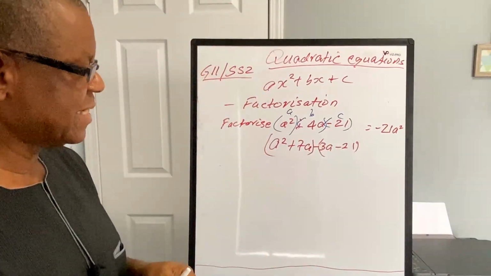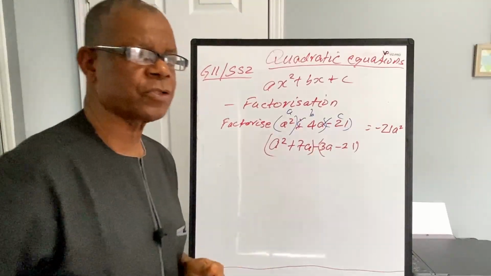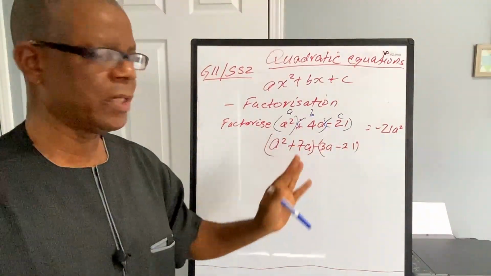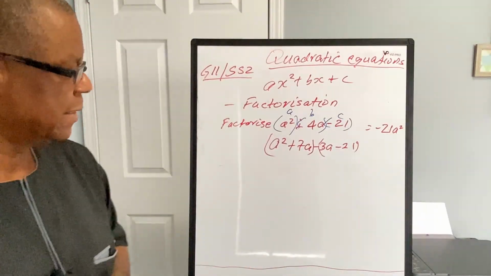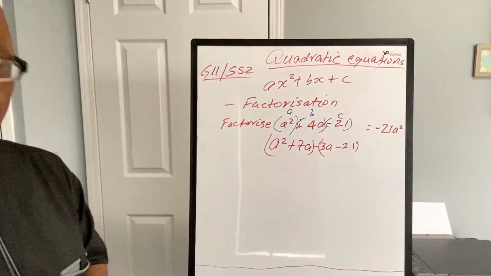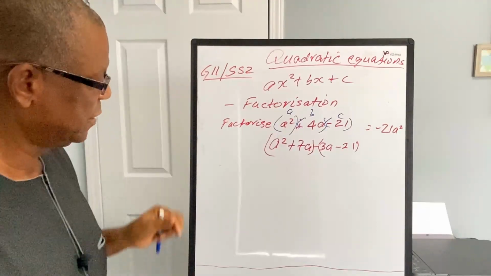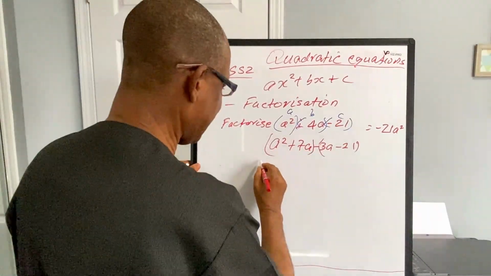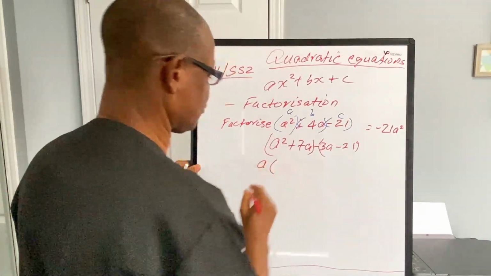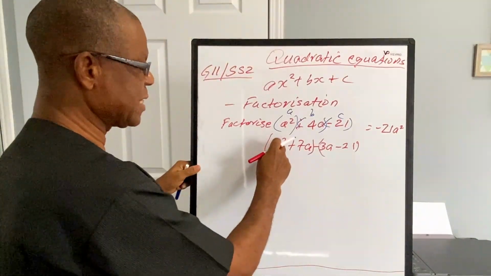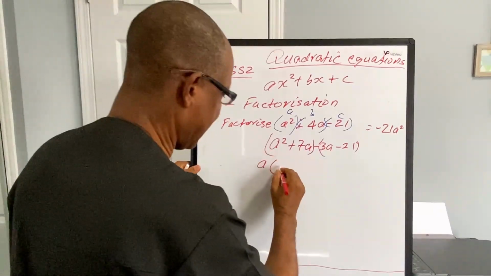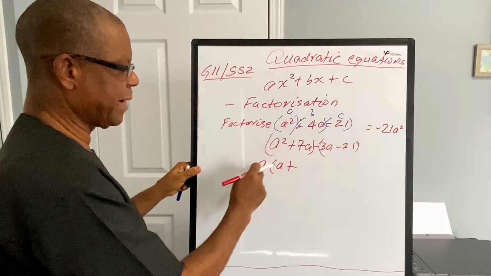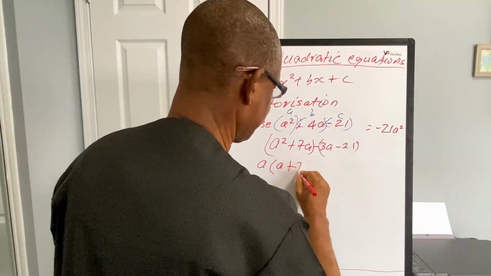Remember that the sign in between, be it negative or positive, must be on its own. It won't belong to any of the two brackets. Then you ask yourself, what is common in this first bracket? If you look very well, you discover that a is here, a is here. We bring out that as our common factor. When we divide a squared by a, we have a left, and we divide 7a by a, we will have 7.